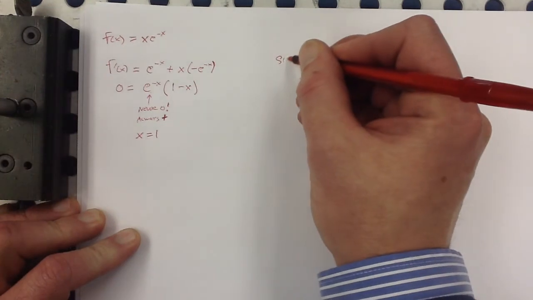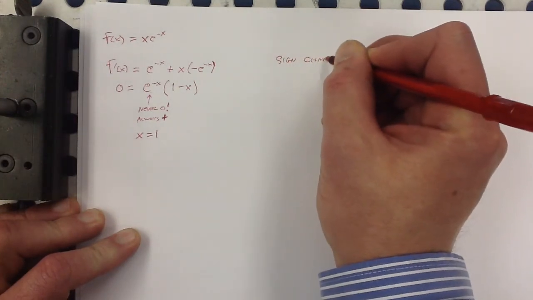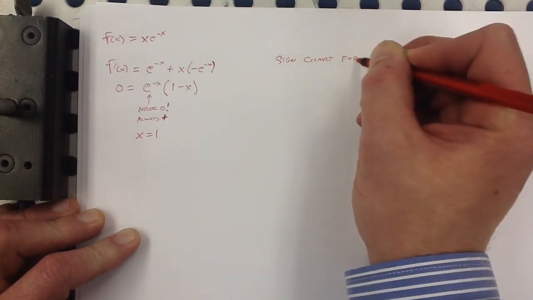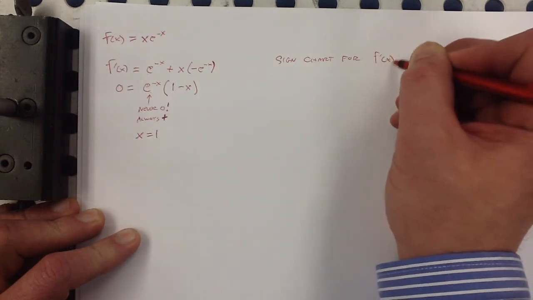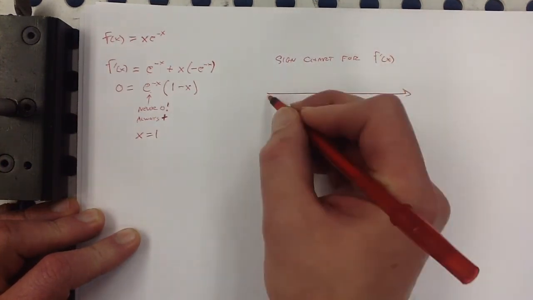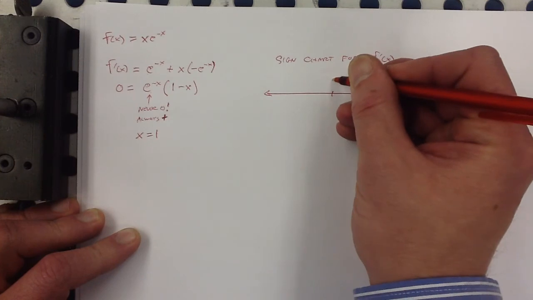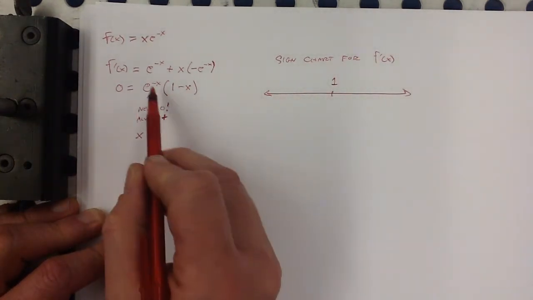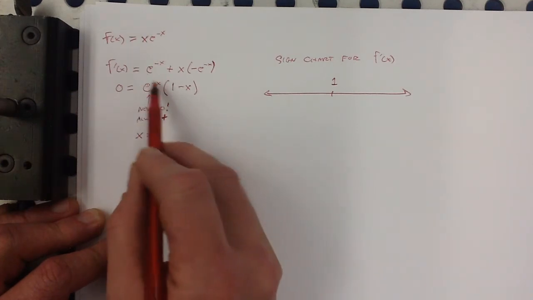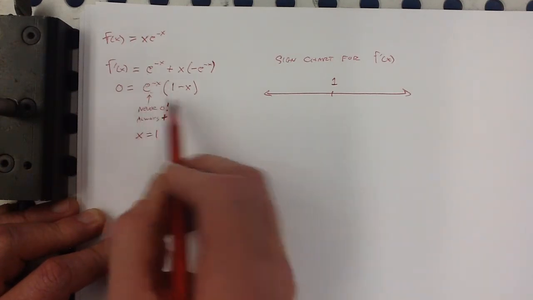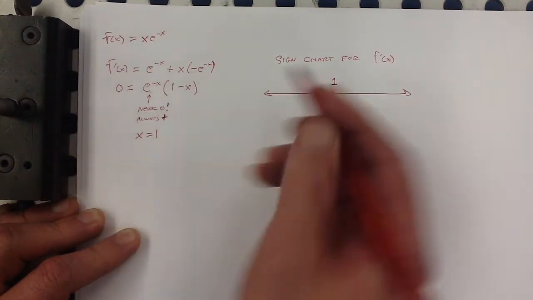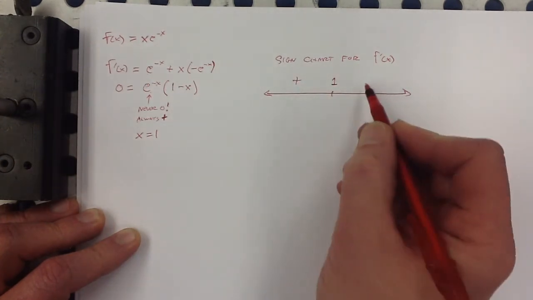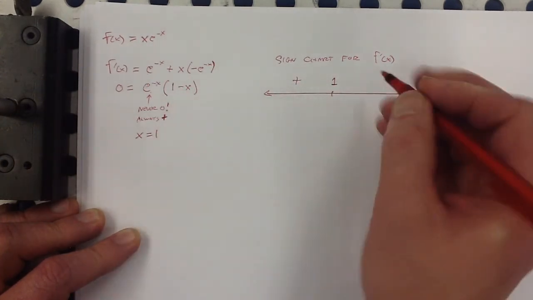So make my sign chart for the derivative. Got to make these guys. Don't be lazy. And then we try some numbers. I try 0, but of course remember that this is always positive. I don't even really need to look at this. I just need to remember that it's always positive. So when I plug 0 in, this is positive. And when I plug something like 2 in, 1 minus 2, then this is negative.